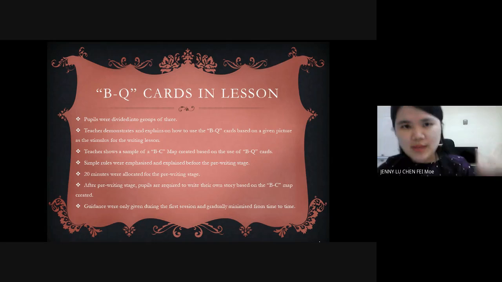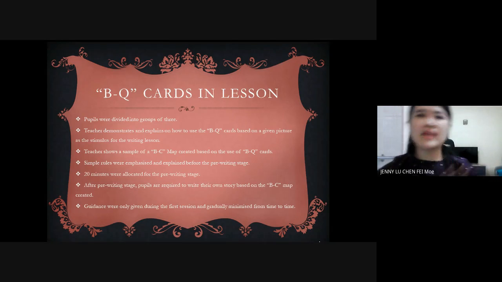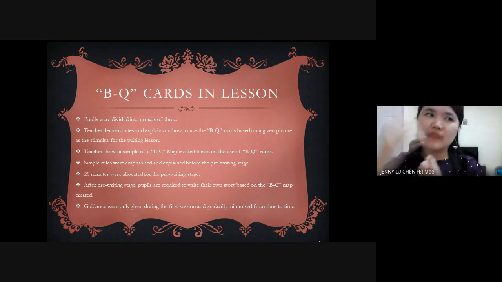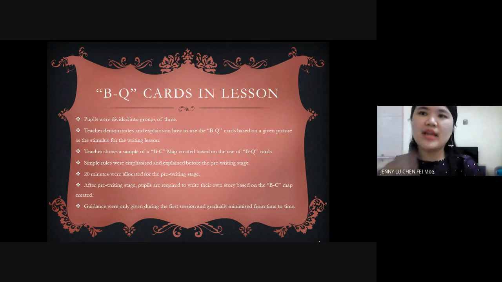I will show a sample of a BC map created based on the use of a BQ card, and then simple rules were emphasized and explained before the pre-writing stage. So what are some of the simple rules? First, I had to emphasize to the pupils that whatever story or ideas they have, it must be something that is not against the norm.